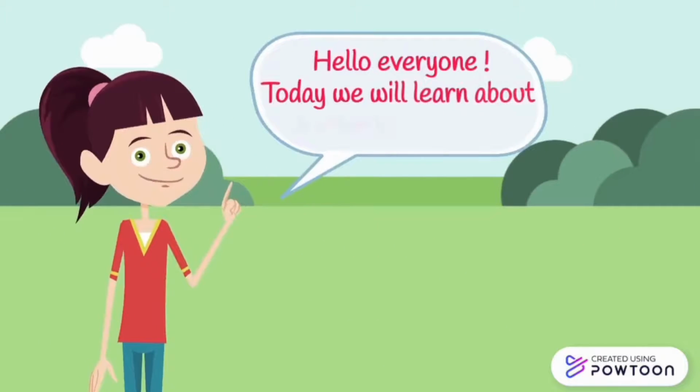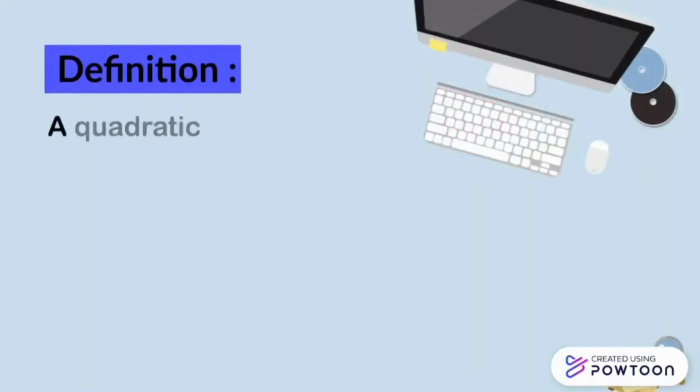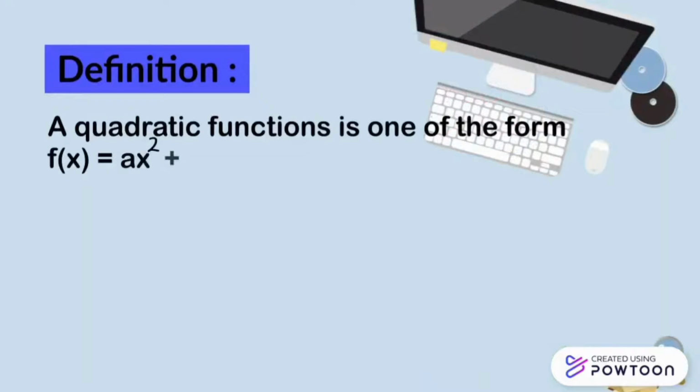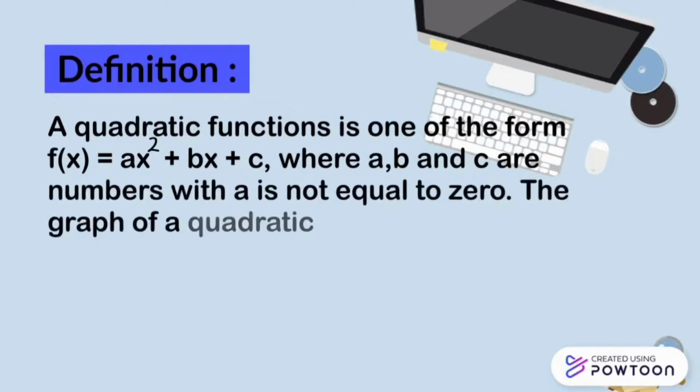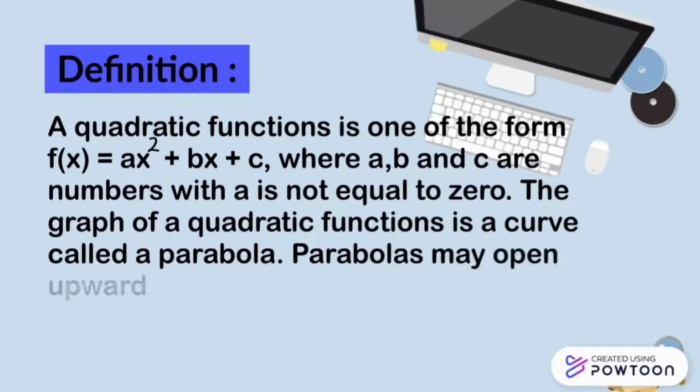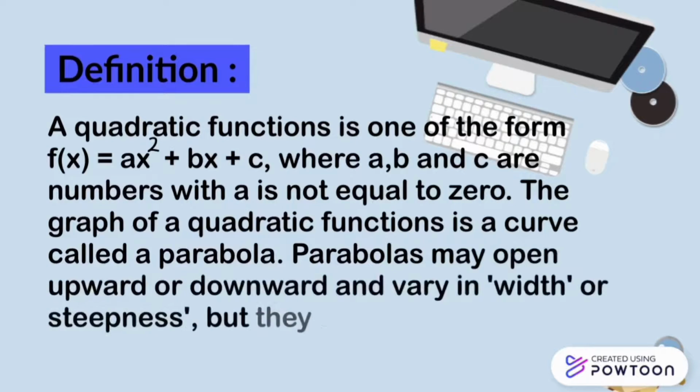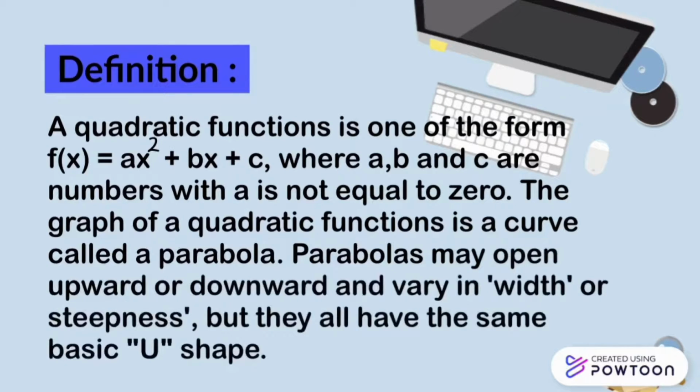Hello everyone, today we will learn about quadratic functions. A quadratic function is one of the form f(x) = ax² + bx + c, where a, b, and c are numbers with a not equal to 0. The graph of a quadratic function is a curve called a parabola.